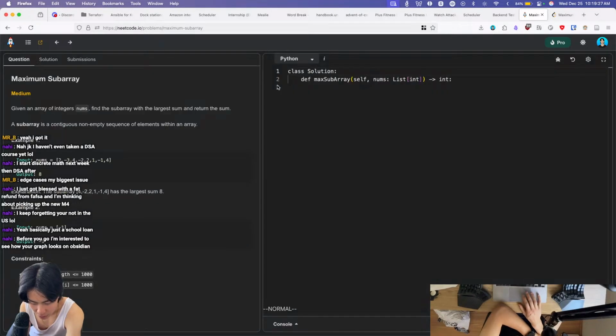Before you go, I'm interested to see how the graph looks on Obsidian. All right, I will show you in just a moment.